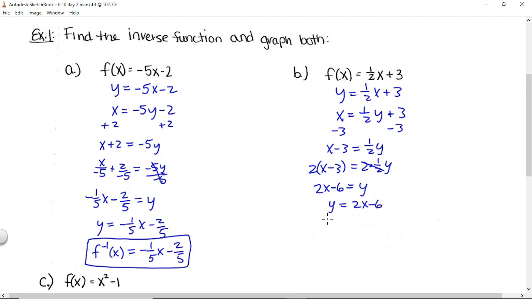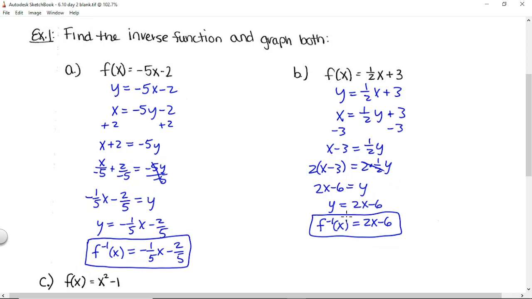And then we will replace y with f inverse of x. As y was the y that we found here. Once we solve for y, that is f inverse of x. So that's it.